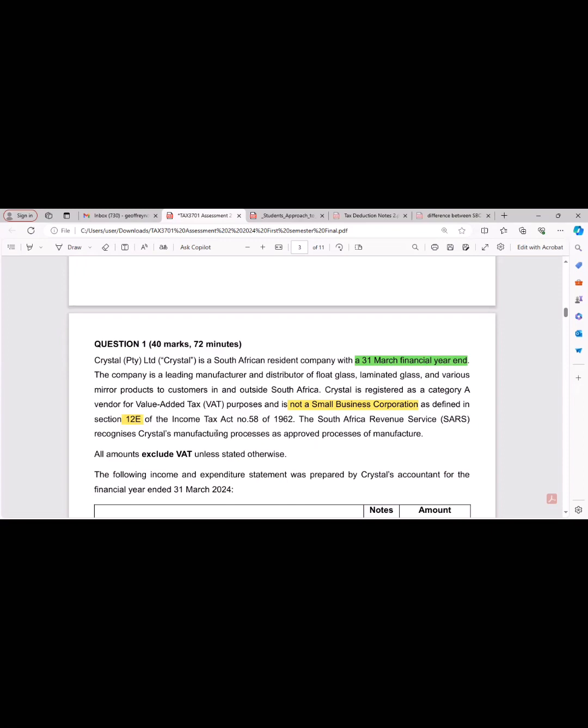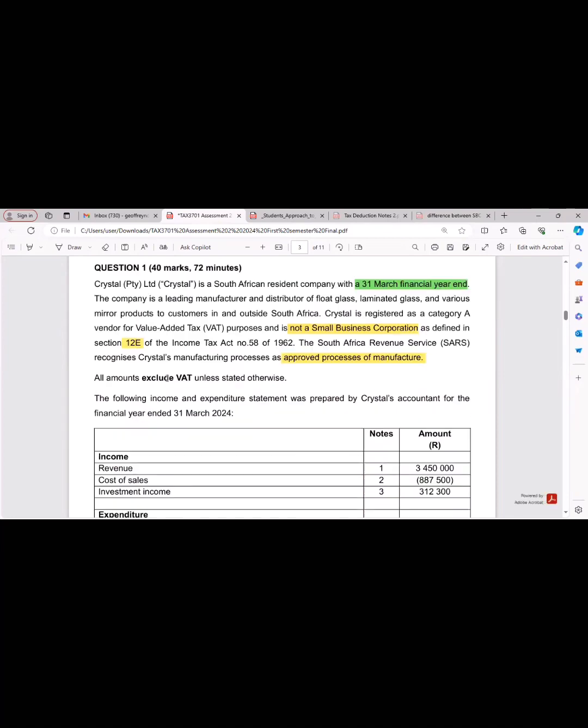They are saying these guys have been approved by SARS as a manufacturer. All amounts exclude VAT unless otherwise stated. The following income and expenditure statement was prepared by Crystal's accountant for the financial year ended 31 March 2024. You see now they've even changed the layout. The accountant prepared this, meaning you are going to take the information prepared by the accountant and apply tax rules.